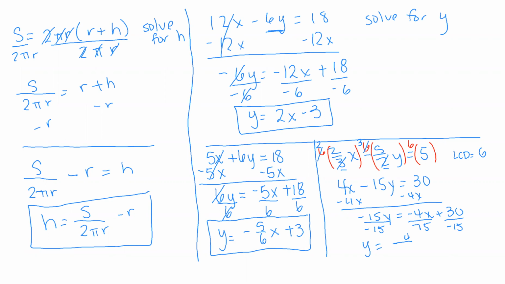Let me rewrite that. So we get negative 4x divided by negative 15. Those negatives cancel, so we get 4/15 x. And then positive 30 divided by negative 15 is minus 2. So it's a little scrunched in there, but there you have it. That is solving a linear equation in two variables for y. And this is something that will absolutely come up when you start looking at graphing.